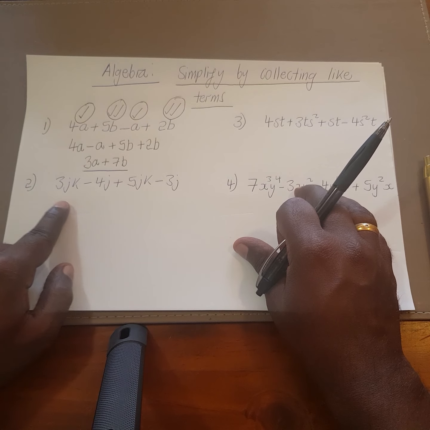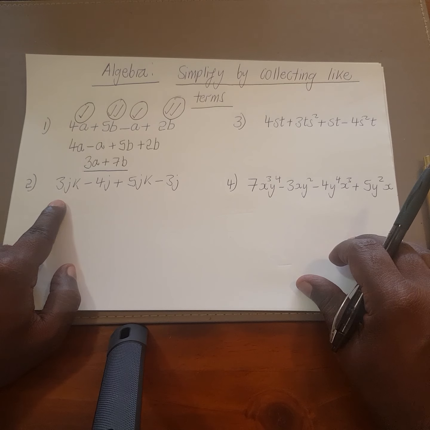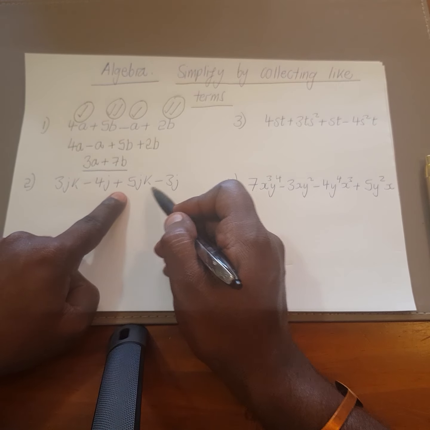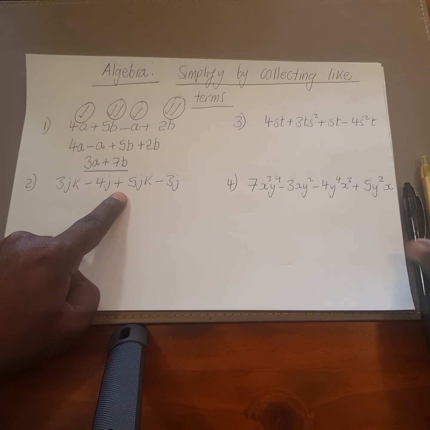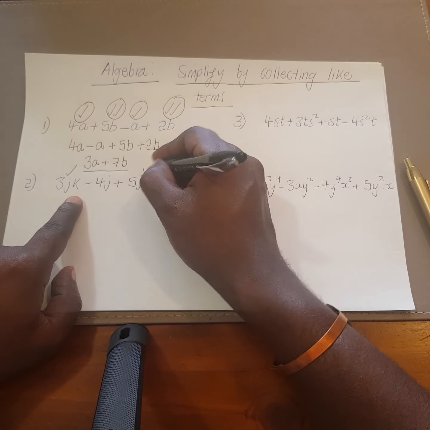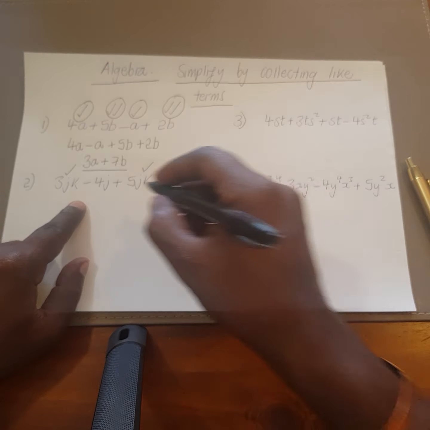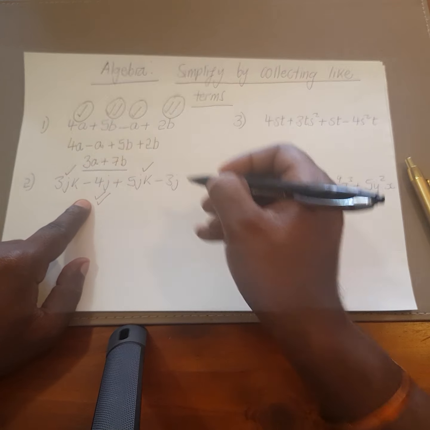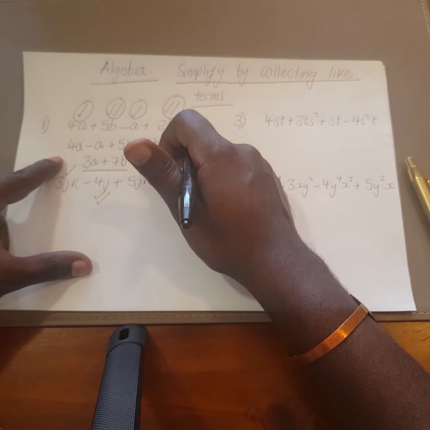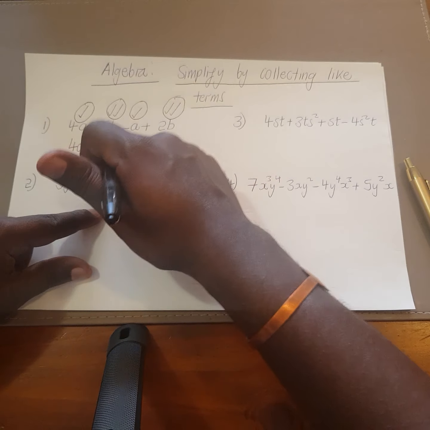All right, let's look at question number 2. I'll read it out loud: 3jk minus 4j plus 5jk minus 3j. So what do we need to do? We need to identify the like terms. I see 3jk and 5jk as one pair, and then negative 4j and negative 3j as another pair. So I've put single arrows for one pair, double arrows for the other.